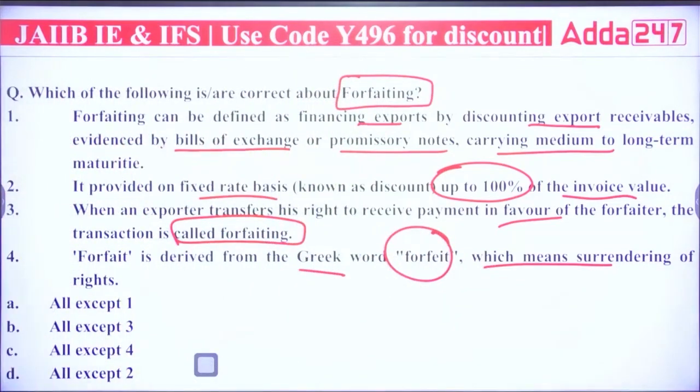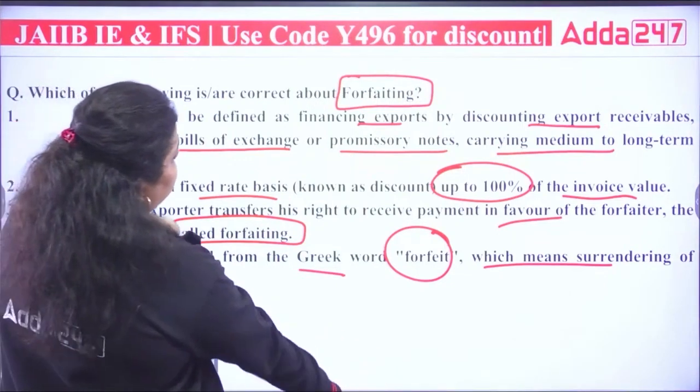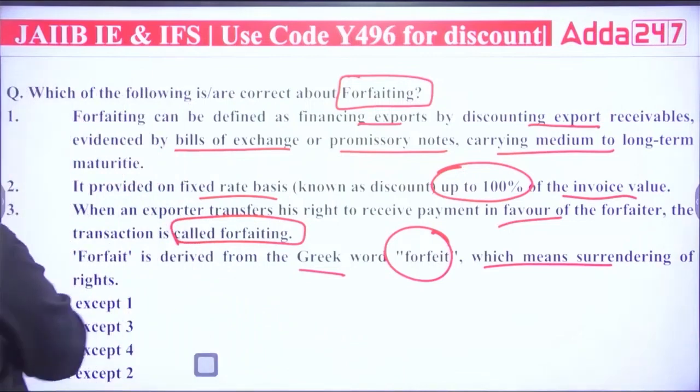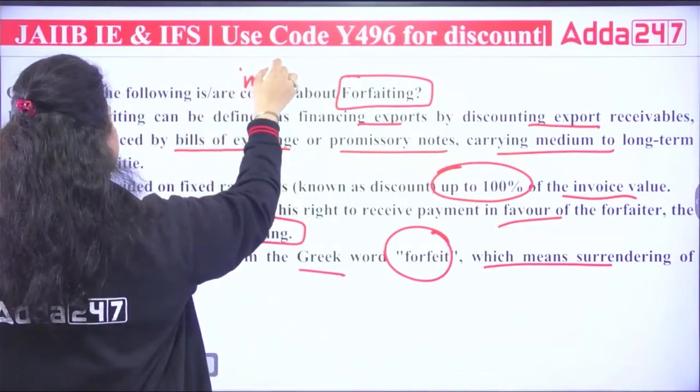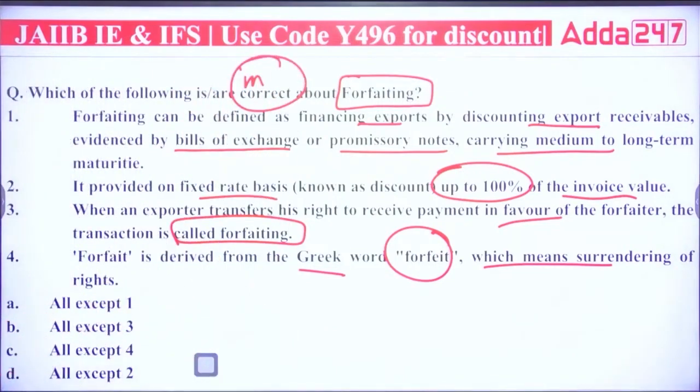Next, we have: forfeit is derived from the Greek word forfeit, which means surrendering of the rights. And you have to answer which of the following statements about forfeiting is actually incorrect. Not correct, we have to find out the incorrect statement. Which of the following statements is incorrect about forfeiting? A, B, C or D?